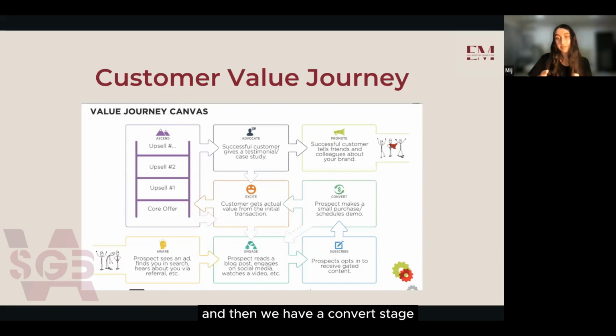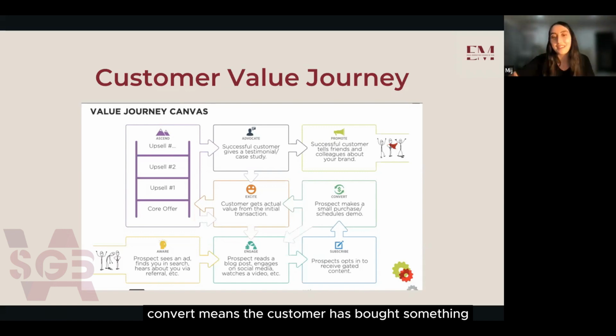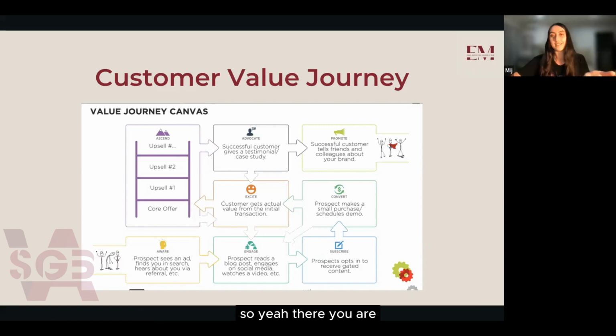And then we have a convert stage. As you see, there is a dollar sign. Convert means the customer has bought something. So yeah, there you are. And after that, it doesn't end there, right? There's still a process, there's still a stage. Then we have an excite stage. Basically, that's the time when the customer gets value from the initial transaction. It's when the customer gets happy, says, okay, this product is helpful. This product is solving my problem. So you are in an excite stage.